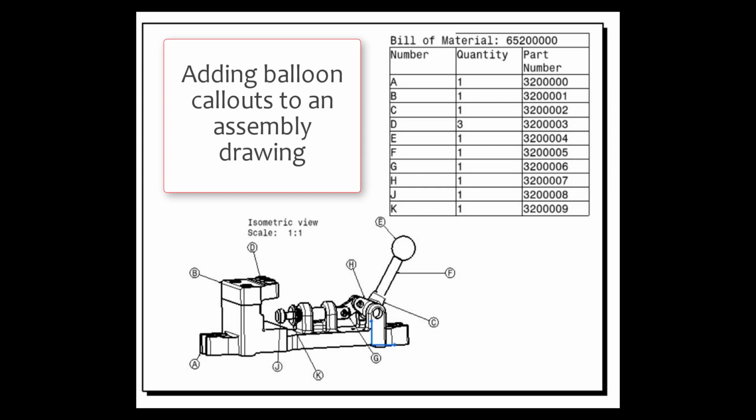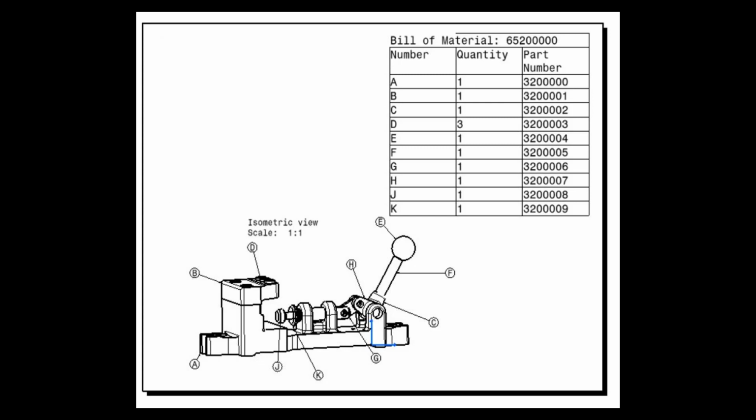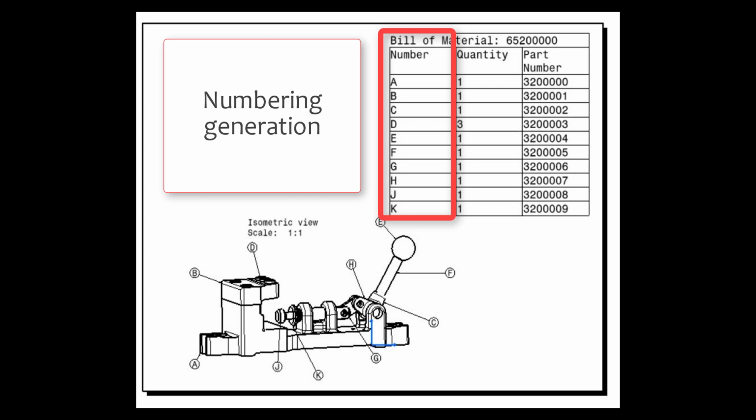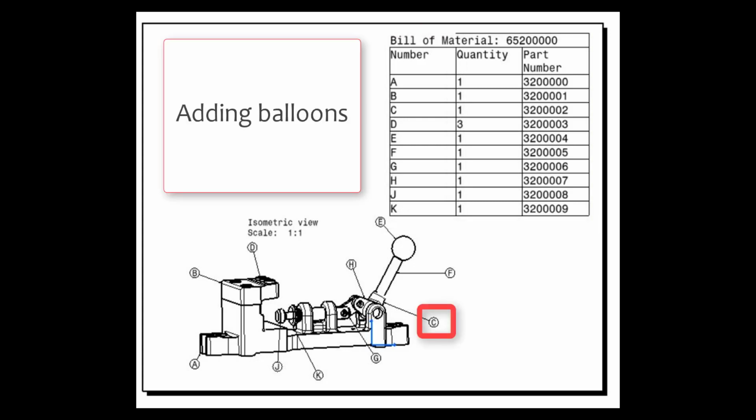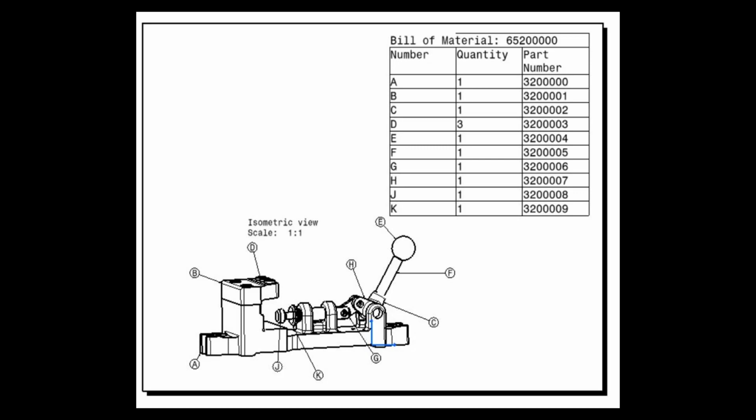I recently received a question from a student that asked about how to add balloon callouts to a drawing file. So I figured I would go ahead and blog that entire process in this video so that way you all would see start to finish how to incorporate the numbering or lettering convention, how to generate a bill of material, and then finally how to apply those balloon callouts to your drawing.